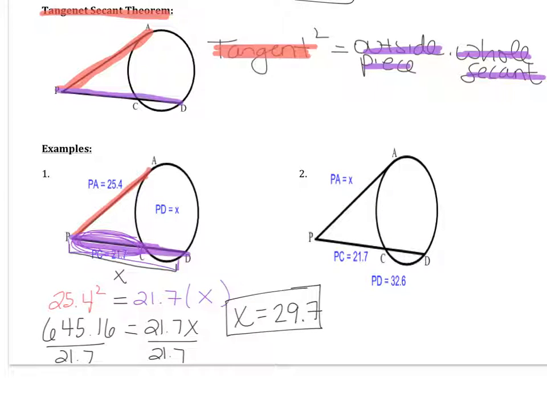Next one, I'm going to highlight my tangent line. I'm now going to highlight my secant line. So set up the formula. PA, which is my tangent line, so tangent squared equals the outside piece of my secant, which is 21.7, times the whole secant line, PD, which tells me down here is 32.6.